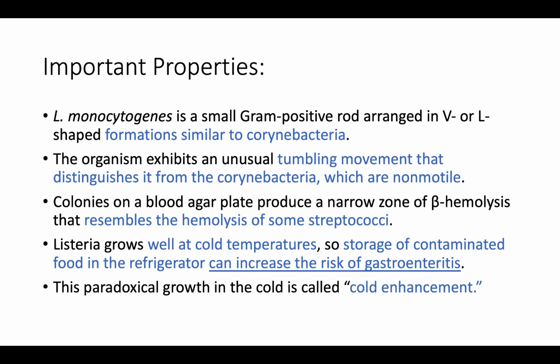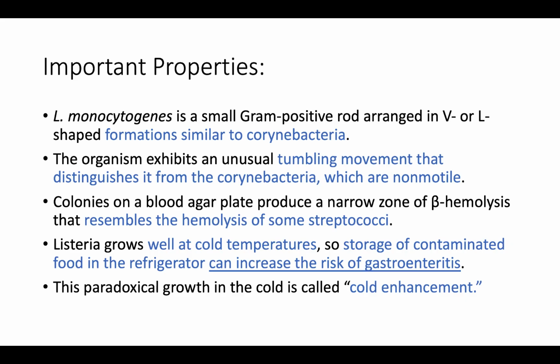Its important property is that it is a relaxed-shaped gram-positive rod, similar in formation to Corynebacterium. The organism exhibits tumbling movement. This is what tumbling movement looks like, like a tumbleweed going over and over. So it exhibits unusual tumbling movement that distinguishes it from other Corynebacterium, which are non-motile. This one has motility. Colonies produce a narrow zone of beta hemolysis, which resembles some streptococci.